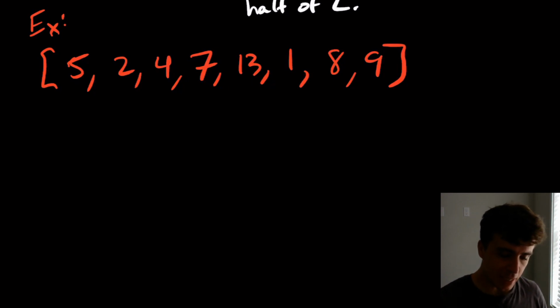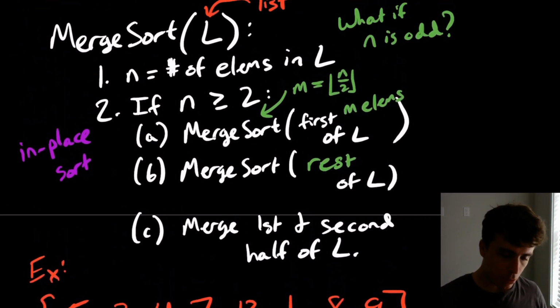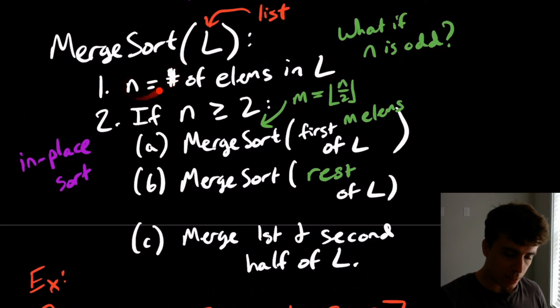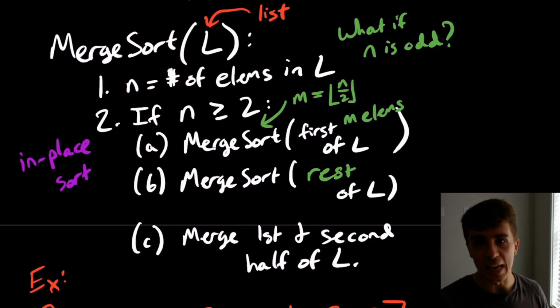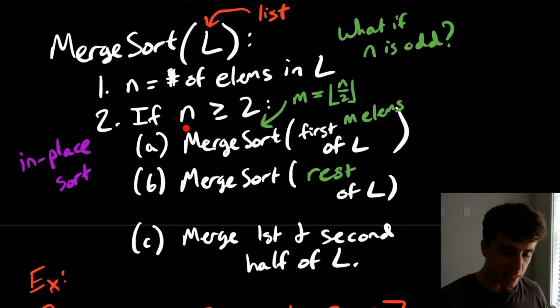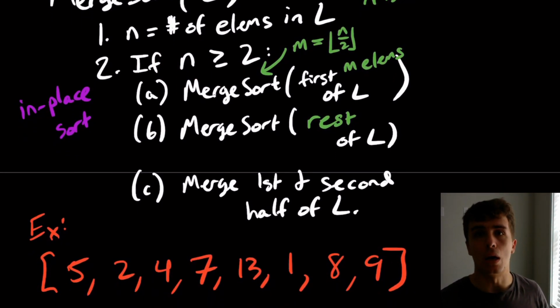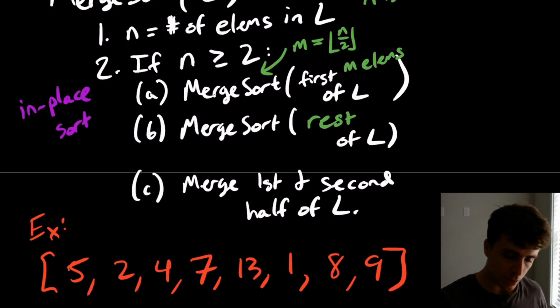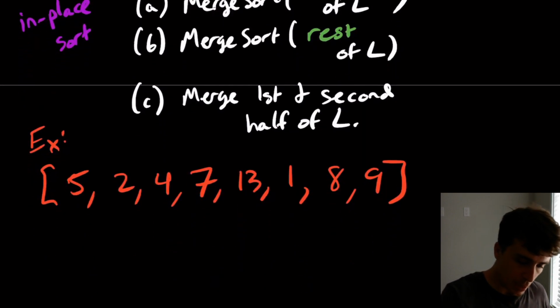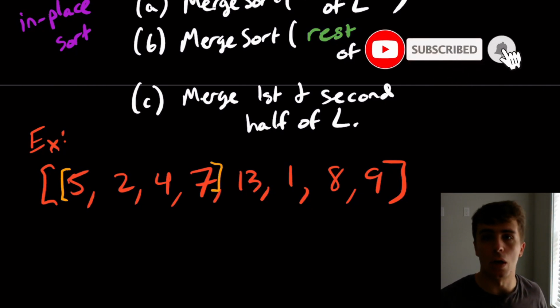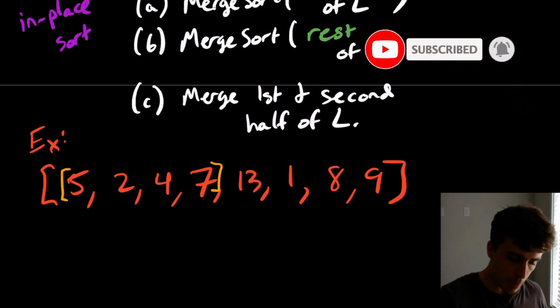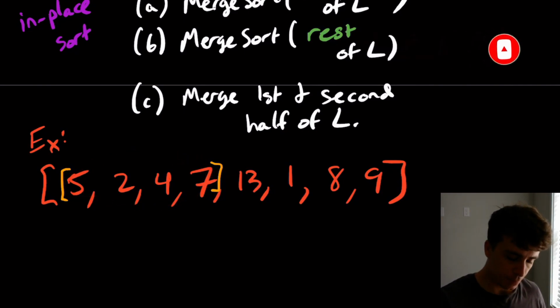Okay, so what does the algorithm say to do? Well, the algorithm says to look at the number of elements in the list, which is 8 now. If n is at least 2, obviously it is, then we call merge sort on the first half of the list. So now we're in the first recursive case. And what I'm going to do to help visualize this is to show what the first recursive call actually is, which is going to be on this first list right here.